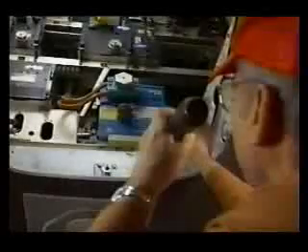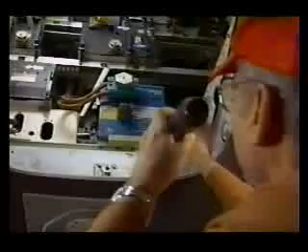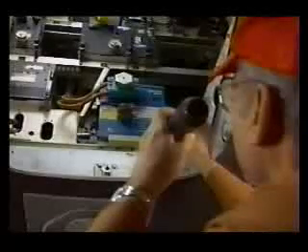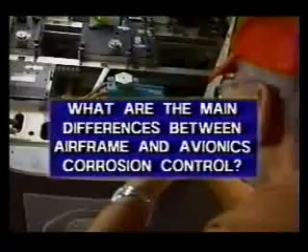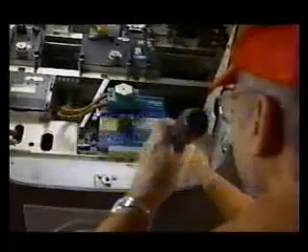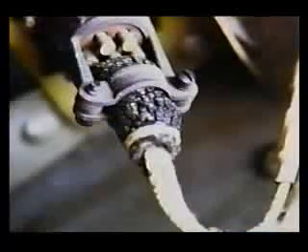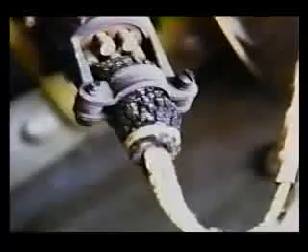Although we only touched on corrosion problems of avionics briefly in this program, what do you think the main differences are between airframe and avionics corrosion control? There are three main differences which make avionics corrosion control so difficult. Number one, less durable corrosion protection systems are used on avionics.